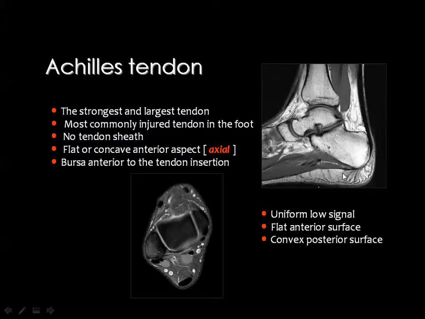The tendon has no tendon sheath, meaning that there is no tenosynovitis of the Achilles tendon. It has a flat or concave anterior aspect as seen in the axial image, and there is a small bursa anterior to the tendon insertion, between the tendon and the calcaneus, known as the retrocalcanean bursa. The normal appearance of the Achilles tendon is uniform low signal in all pulse sequences, provided it is normal.